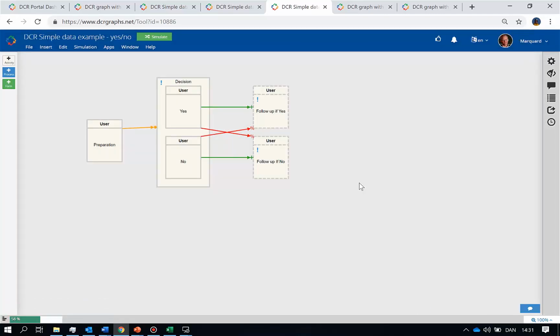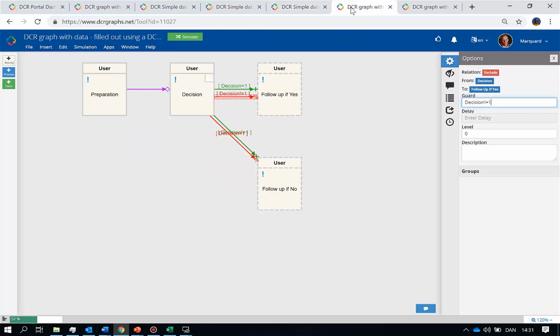Using a sub-process as a decision reads that we must make a decision, but we do not have to say which type of decision the user must make. The user must make a decision, but he is free to choose what decision he wishes to make. Instead of having an activity for each decision option like yes and no, we can use data to reflect the type of decision made by the user.